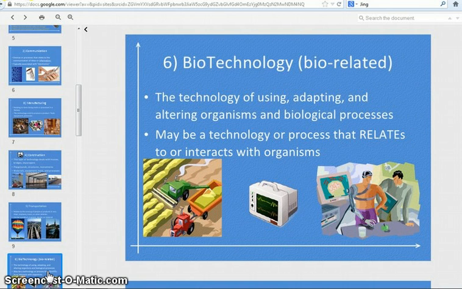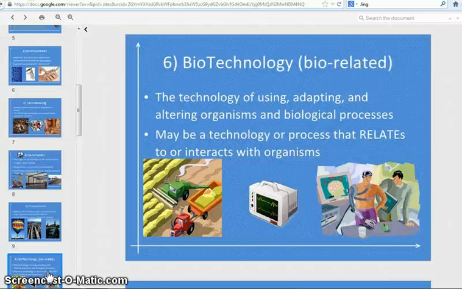Now we have one more category, and it's probably one of my favorites. We have biotechnology, which relates to the use of adapting, altering, or using organisms for biological processes. So what does that mean? It's any technology. So if we go back to our definition of technology, and it meets our wants and needs, and it's human designed, any technology that relates to organisms or interacts with organisms. So that's kind of broad.